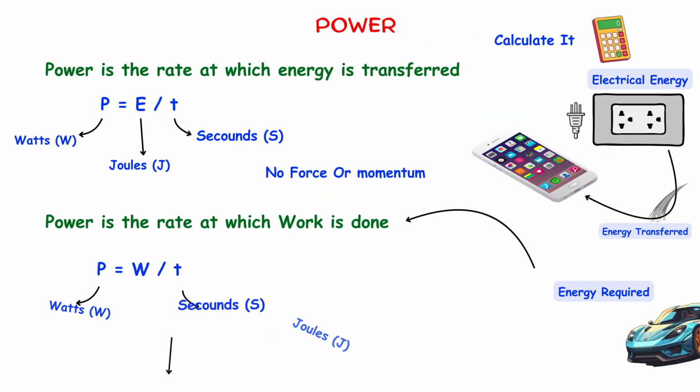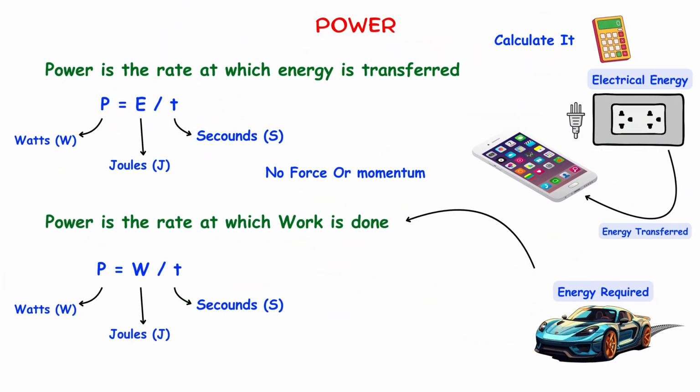In today's video, we're going to take a look at what power is and see how we can calculate it. Now, although they both mean pretty much the same thing, it's important to know that there are actually two different definitions for power, each with their own equation. One is that power is the rate at which energy is transferred, which can be shown by the equation: power equals energy transferred divided by the time it took to transfer that energy.